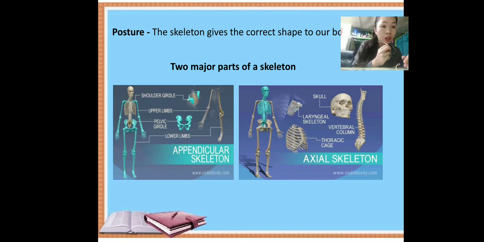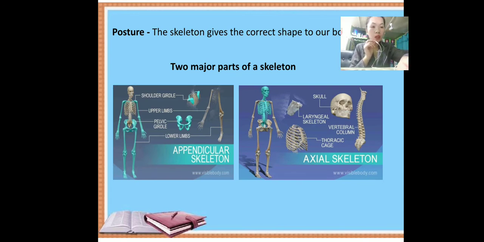Ang under niya sa axial is our skull, vertebral column, and thoracic cage, and this one, the laryngeal skeleton. Correct me sir if I'm wrong. So, mao ni siya ang mga bone nga under sa axial skeleton. So, nag-consist siya og 80 bones. So, naa niya 6 components ha. Mao na siyang total bones niya ana sa skeleton is 80. So, naa siya mga different components ana.